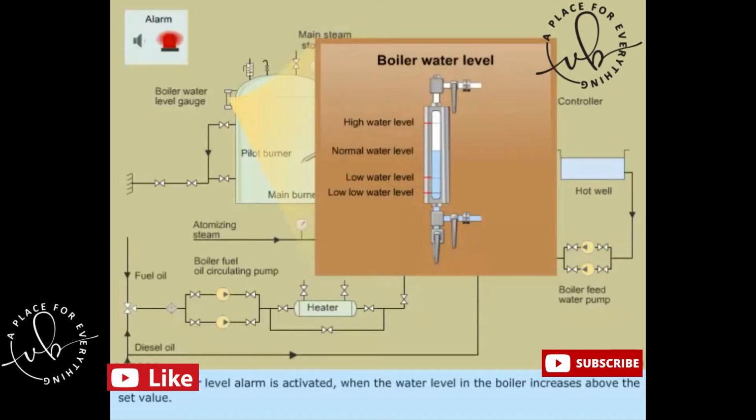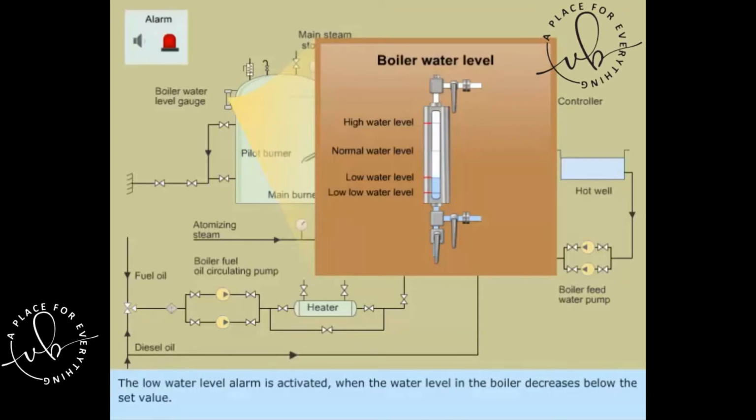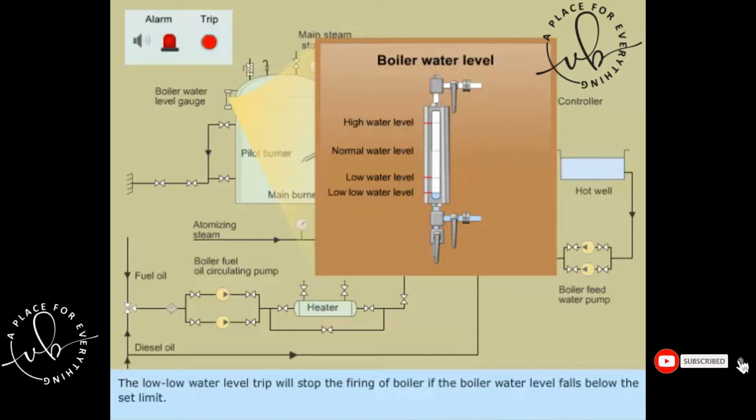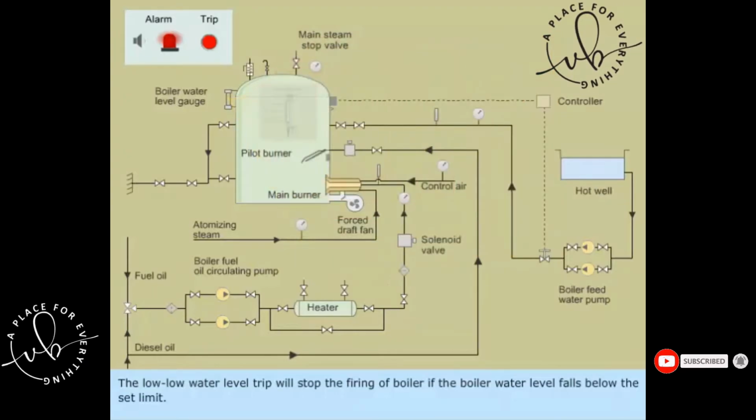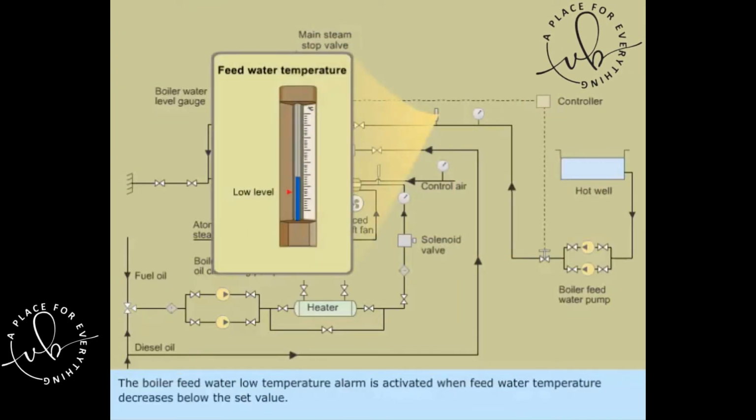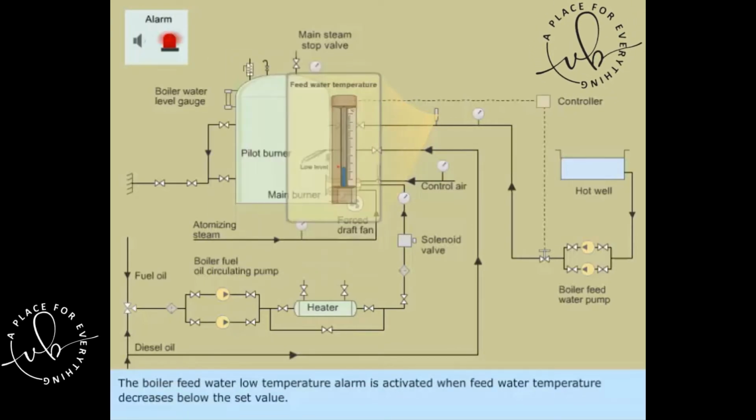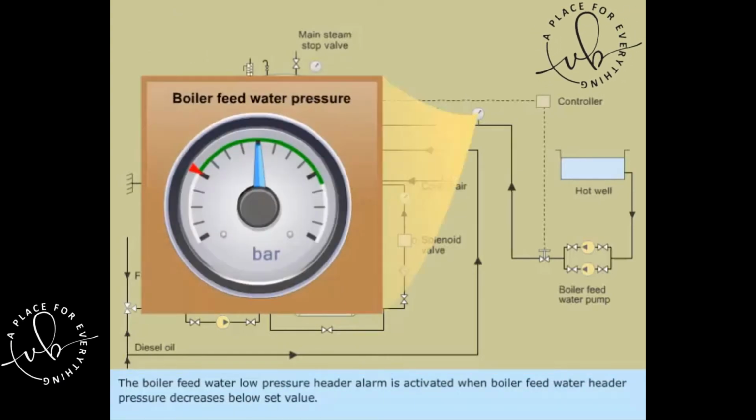The high-level water alarm is activated when the water level in the boiler increases above the set value. The low water level alarm is activated when the water level in the boiler decreases below the set value. The low water level trip will stop the firing of boiler if the boiler water level falls below the set limit. The boiler feed water low temperature alarm is activated when feed water temperature decreases below the set value. The boiler feed water low pressure header alarm is activated when boiler feed water header pressure decreases below set value.